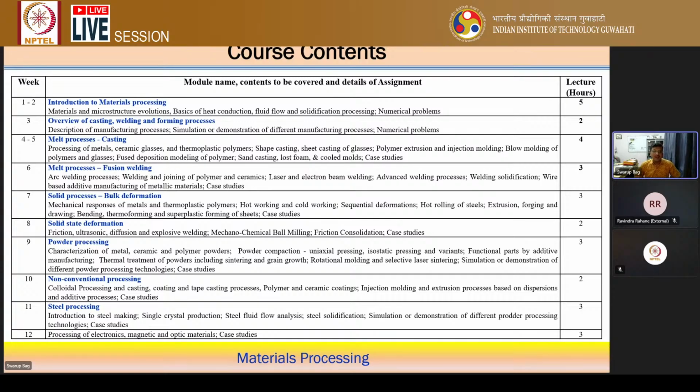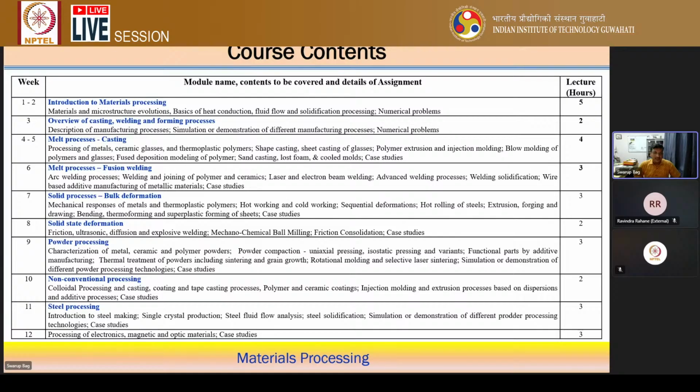Then we have discussed the bulk deformation process. This is basically the metal forming process, and it is called a solid process because it is a solid deformation process. Even there are solid deformation techniques utilized for materials joining, which we have also explained. After that, we categorize powder processing, because nowadays it is very important, and different technologies relevant to powder processing we have discussed in detail.